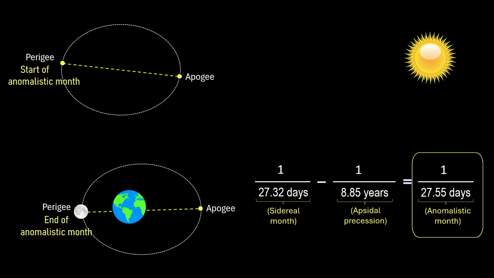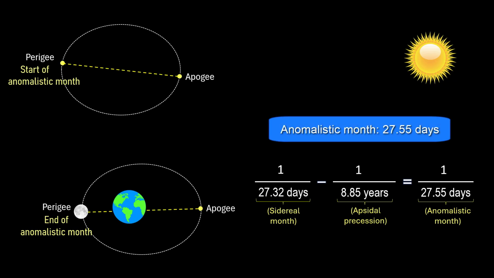Subtracting the two values gives us the frequency of the anomalistic month. By taking the inverse of the result, we obtain the length of the Anomalistic Month, which is approximately 27.55 days. As you may notice, it's slightly longer than the Sidereal Month. Why is that? This is because apsidal precession moves the perigee in the same direction as the Moon moves along its orbit. Therefore, the Moon must travel a slightly longer distance to reach the next perigee.